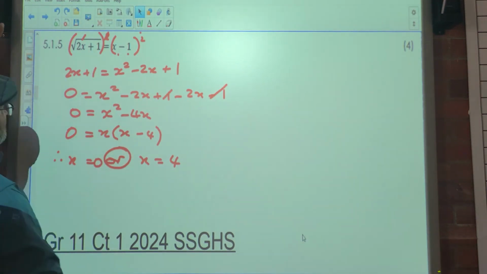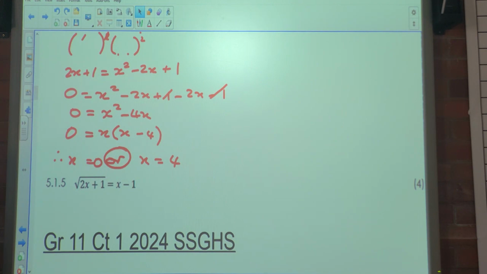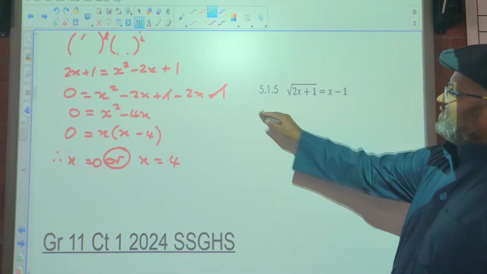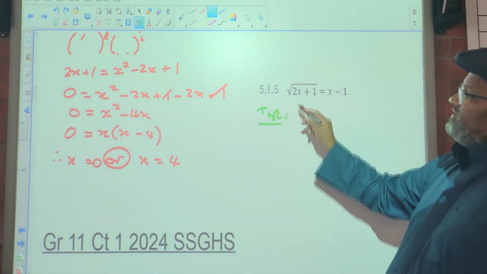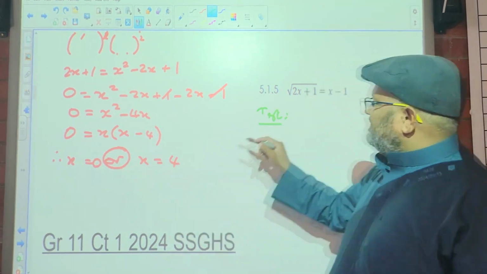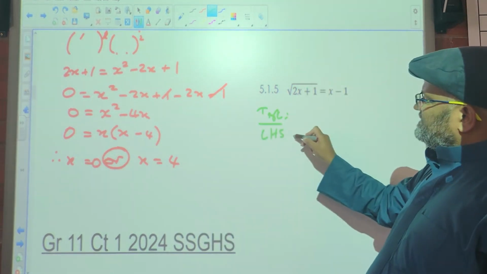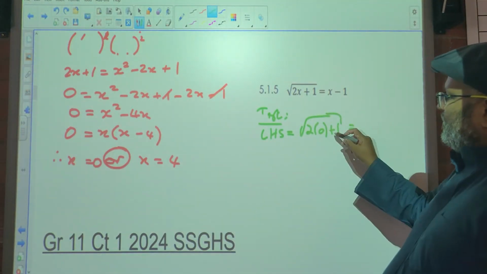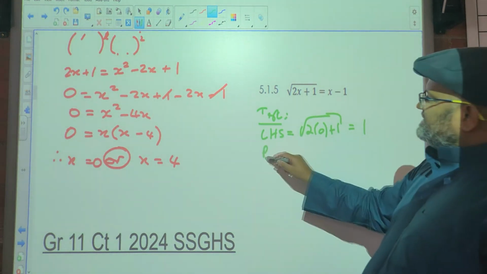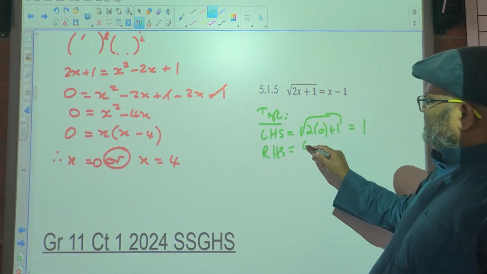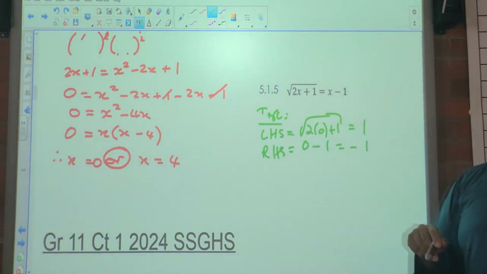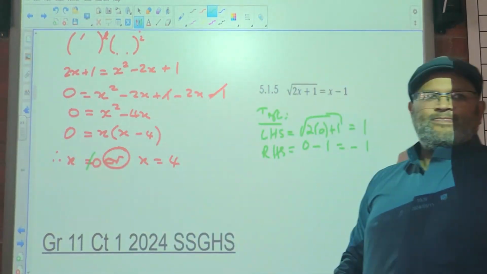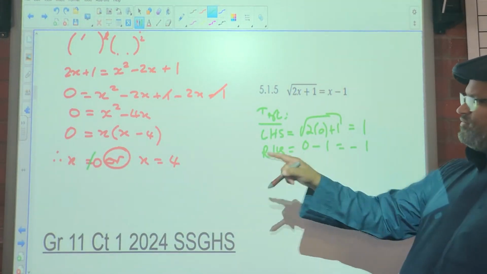But what do I have to do here? Remember, when we're busy with square roots, we must check if it works. Not so. So let's check on the side here. We don't have to show this calculation. Okay, in the test, we're going to substitute 0 in. So your left hand side is equal to the square root of 2 times 0 plus 1, which gives me 1. The right hand side is going to be 0 minus 1. People, is 1 the same as minus 1? No. So that is not a solution. And if you forgot to put a line there, please let me know. You should lose a mark.